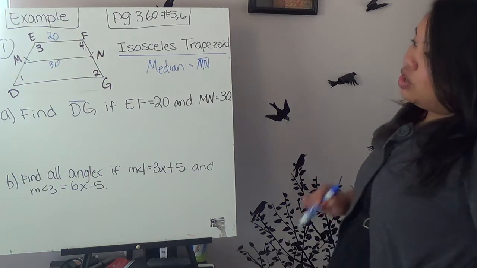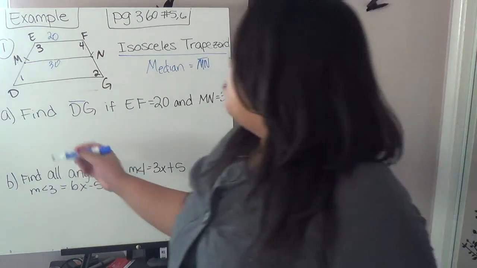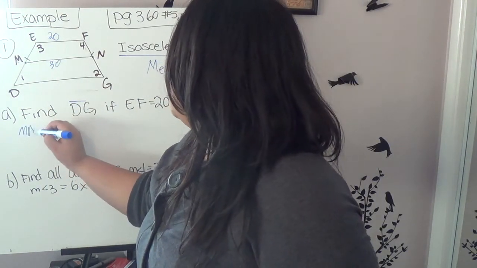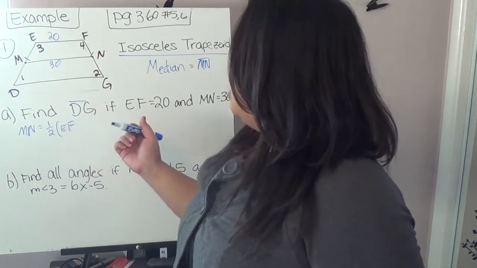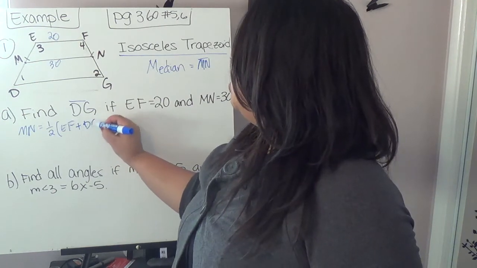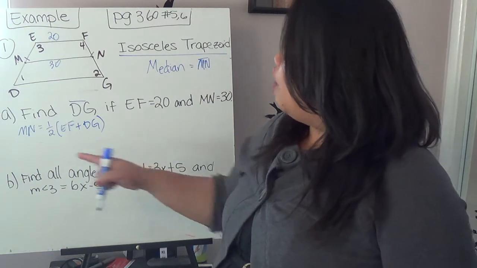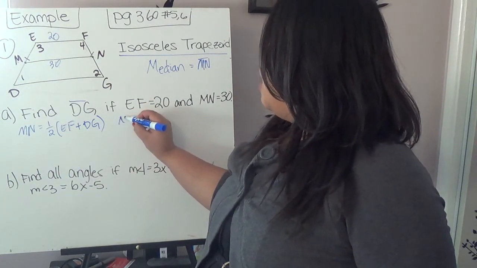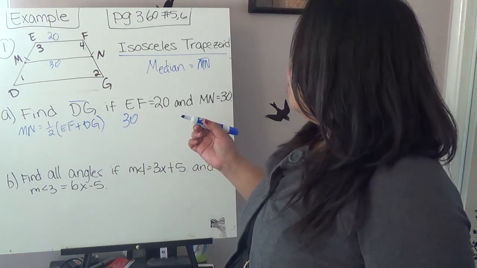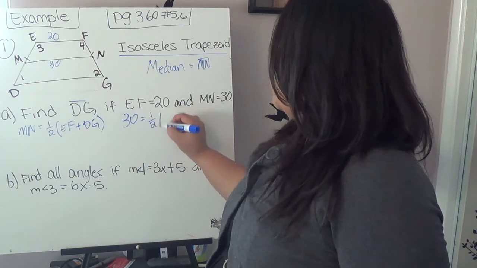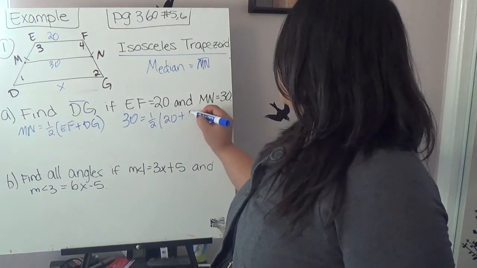Now, just like the other equation, it basically says that the median is half the sum of the bases. So MN, my median, equals half of the sum of the bases. My bases are EF plus DG. Now I'm just going to plug in what I know. I know MN, which is 30. I know it's 1/2. I know what EF is, which is 20, but I don't know what DG is, so let's call that X.